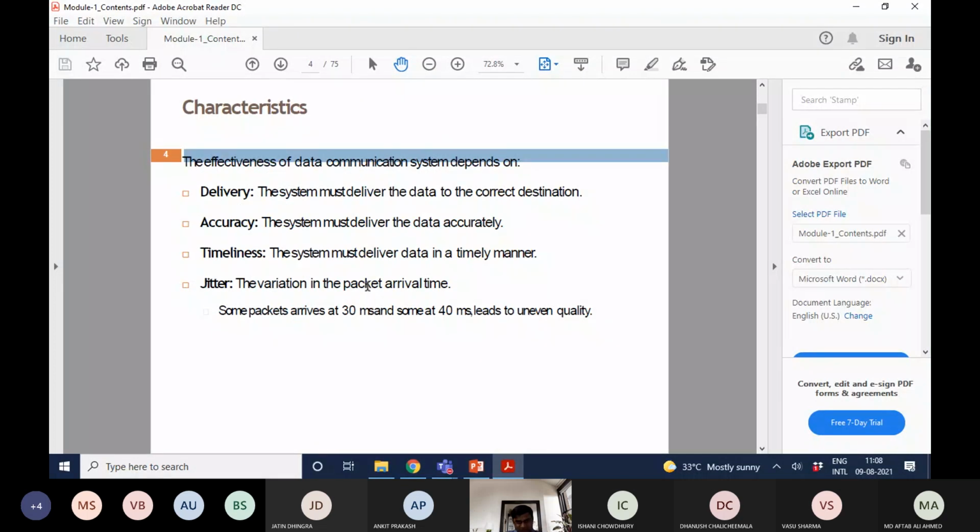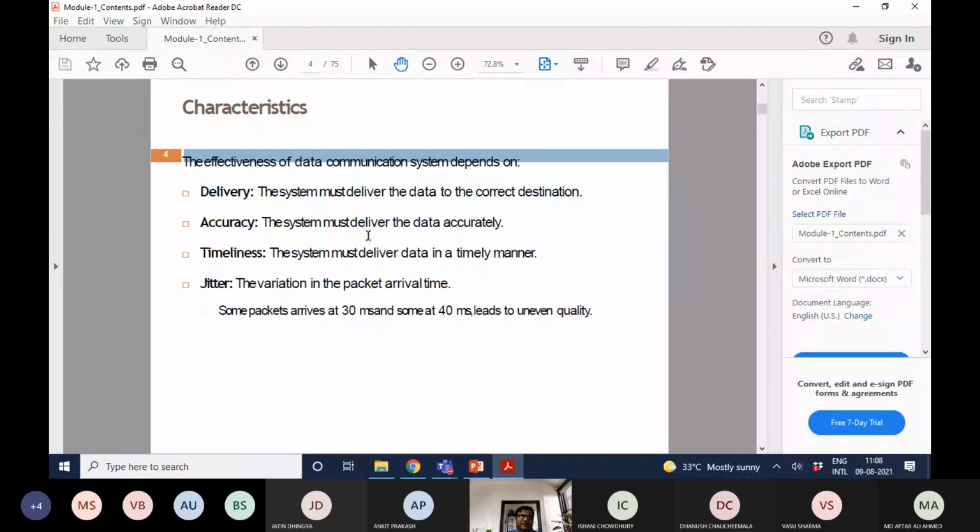Then whenever we are going for the actual data communication, and the data communication is in place, that means we are sending or receiving the data item, then there are some characteristics we are going to follow. What are the characteristics we are going to meet?